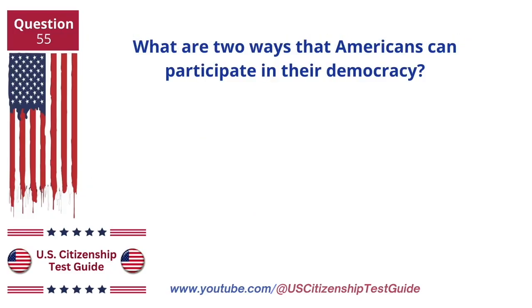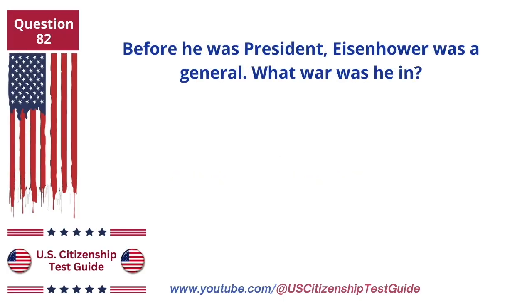What are two ways that Americans can participate in their democracy? Vote. Join a political party. Before he was president, Eisenhower was a general. What war was he in? World War II.